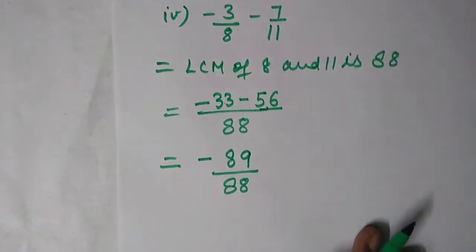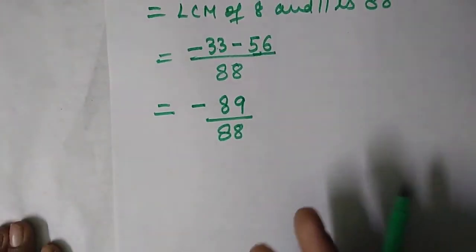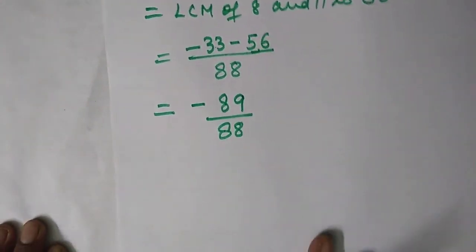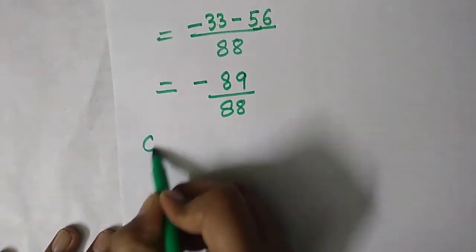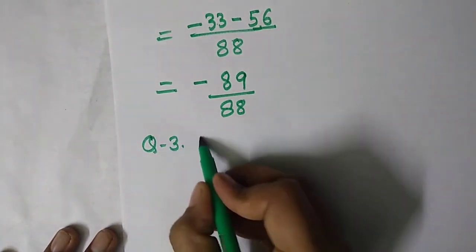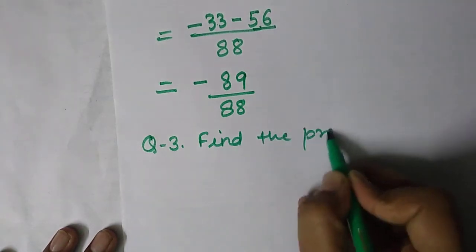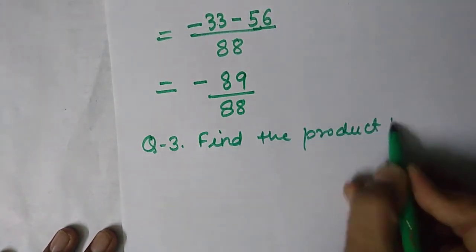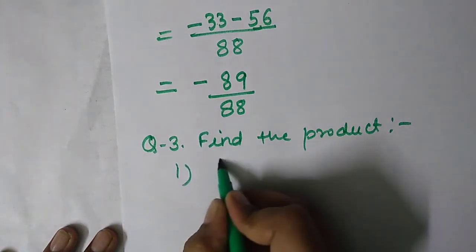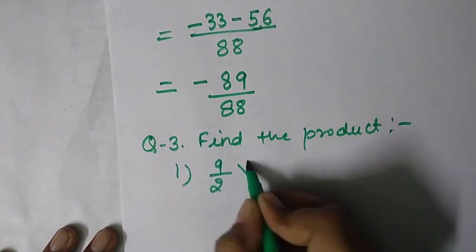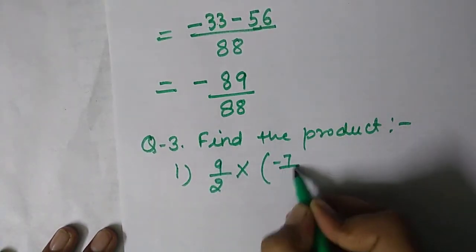Now come to question number 3. We have learned the addition and subtraction. Now here comes the multiplication of rational numbers. Find the product. Product means find the multiplication. So first I am explaining part first. Part first is 9 by 2 when multiplied with minus 7 by 4.